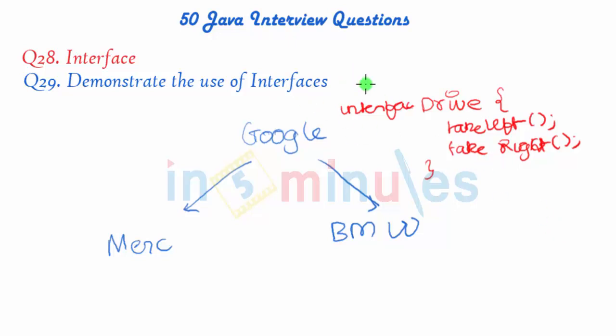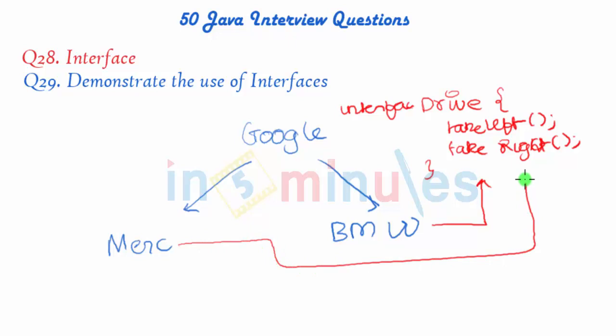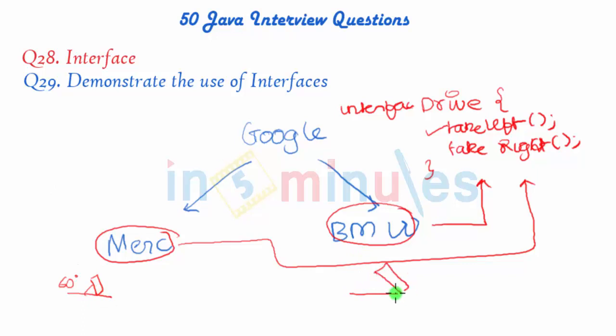Now if we have BMW and Mercedes coming into the picture and we want BMW and Mercedes to implement this particular interface, it becomes important that these two parties, BMW and Mercedes, implement all the methods inside the drive interface. The implementation may be different. So when we say take left, Mercedes might take left at say an angle of 60 degrees, while BMW might take a left at an angle of 65 degrees. So we have a difference in implementation, but the overall functionality is the same.